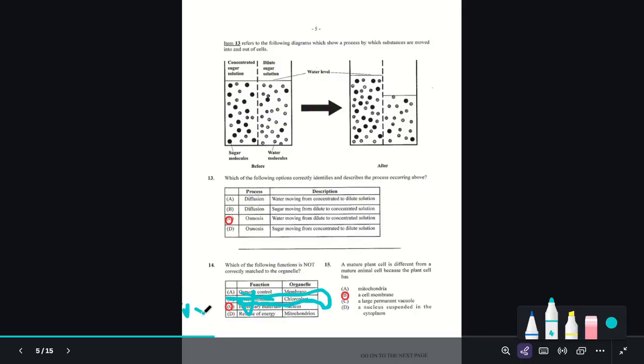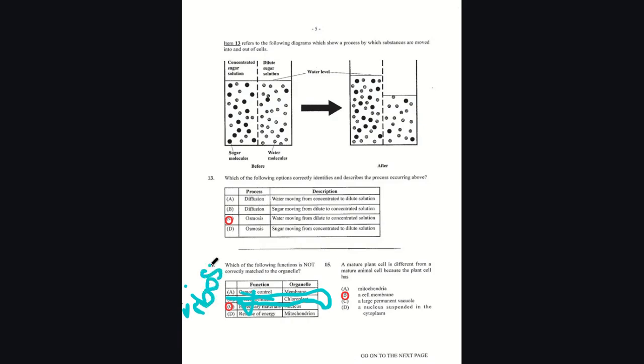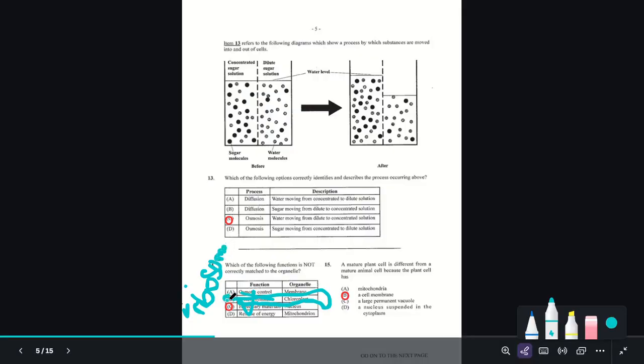The ribosome is responsible for protein synthesis. So the answer here is actually B, not C, because the hereditary materials are in fact stored in the nucleus.